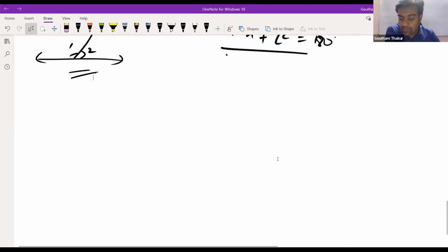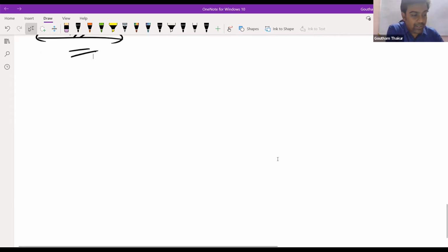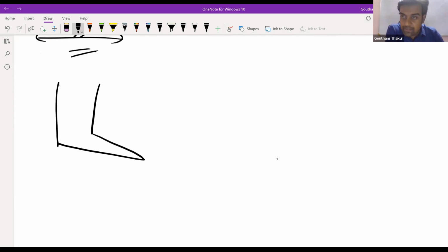I'll give you one more problem of the same kind. You can explain it to me, you can make it understood. I have parallel lines again like this. This question you might have seen in many examinations as well. These two are parallel lines.